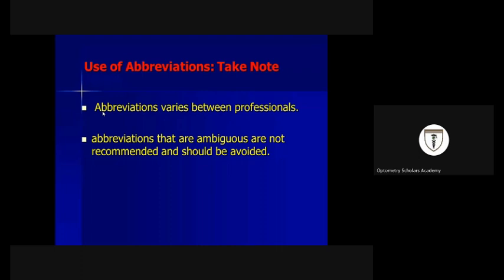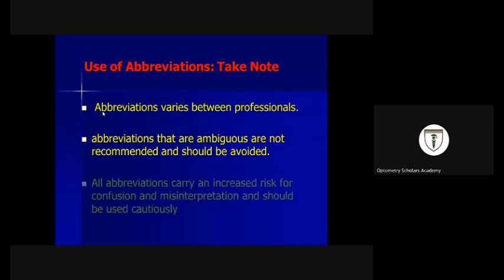If you write Ocul slash UNG, maybe this doctor doesn't know that oculenta is ointment. The doctor will know that UNG is ointment, unguentum. So UNG is unguentum, Ocul is oculenta. Abbreviations that are ambiguous are not recommended and should be avoided, so that you will not confuse the pharmacist or the dispensary. All abbreviations carry an increased risk for confusion and misinterpretation and should be used cautiously. So don't confuse your pharmacist or your dispensary.